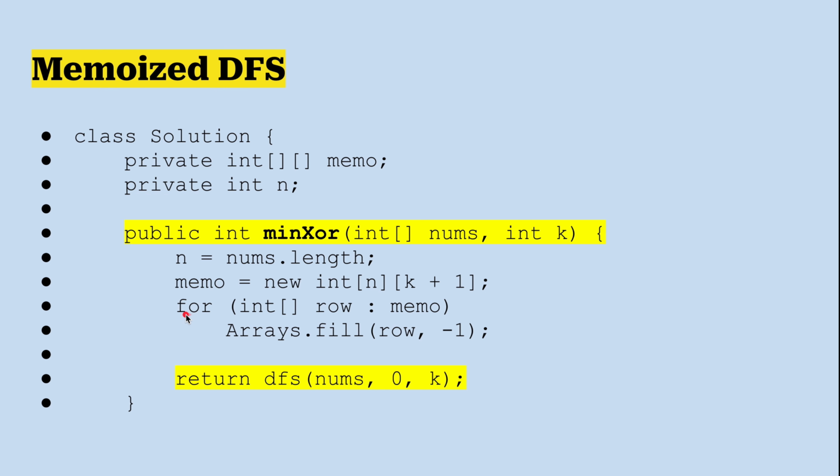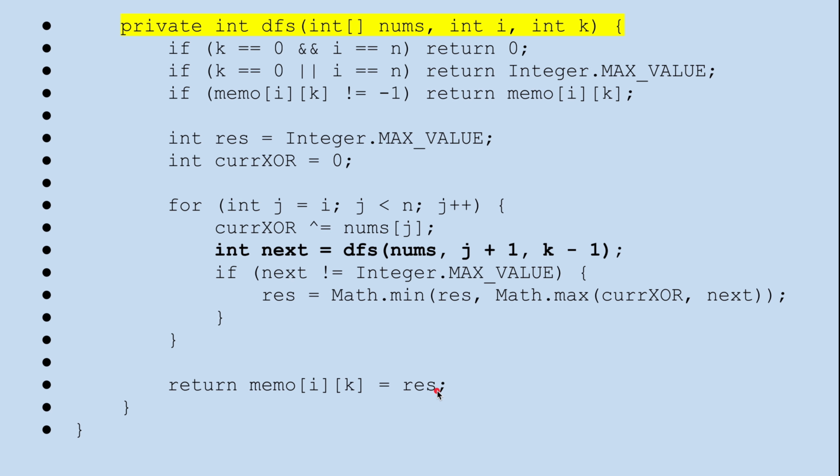We'll take a for loop, get the row, and for each row we'll fill with -1. Then we'll start the DFS. Here we'll pass the array, 0 and k. So the initial step is 0 and k, where 0 is nothing but our i, and k is the number of partitions we require.